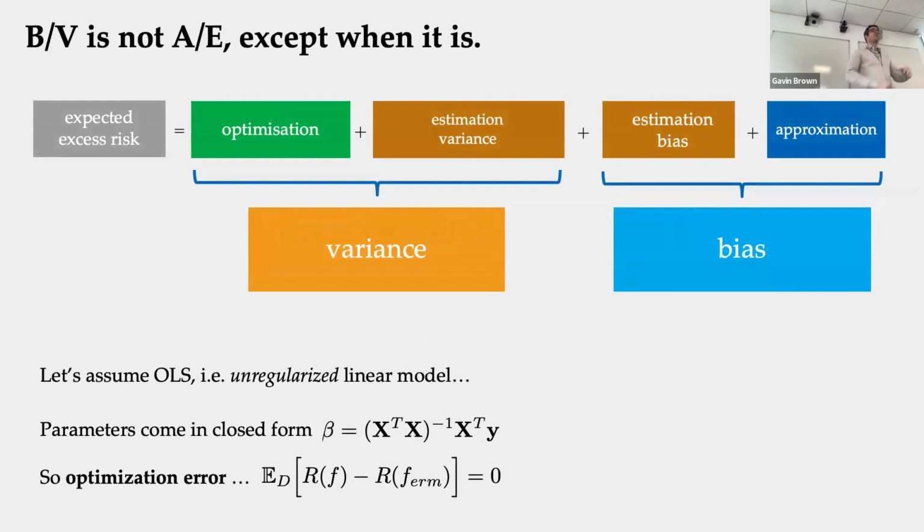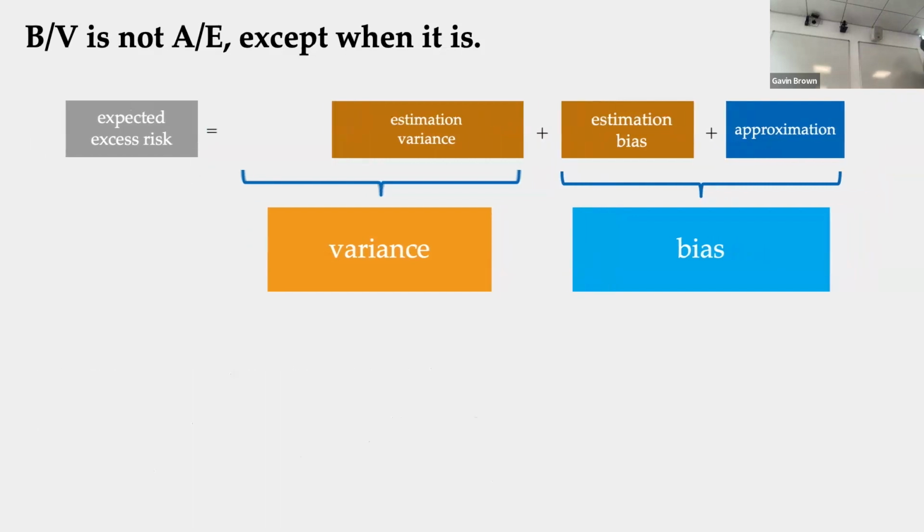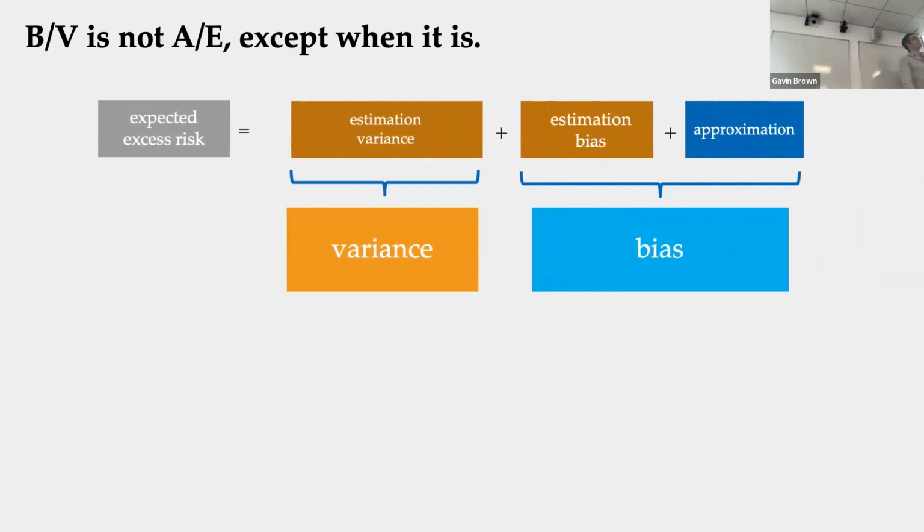The parameters you solve for this come in closed form. This beta is just a function of X as the training matrix and Y, bold Y as the labels matrix. So you have this in completely closed form. So when you do OLS, you have no optimization error. There is no concept of a learning algorithm. It's simply the parameters come in closed form. So that optimization error just isn't there.